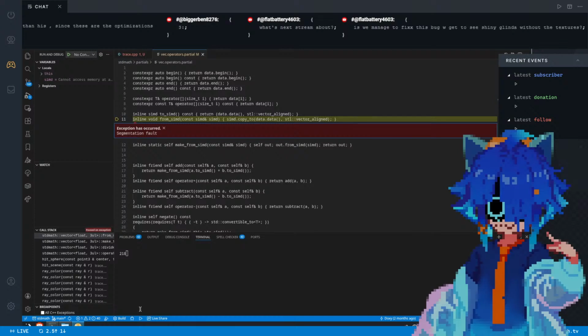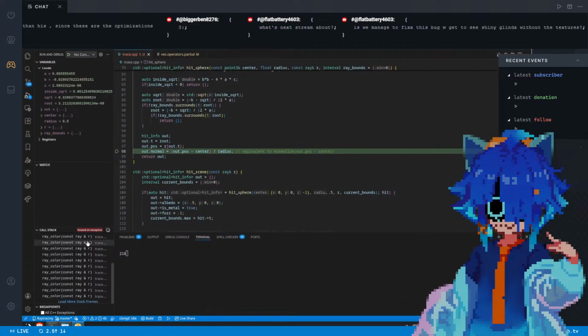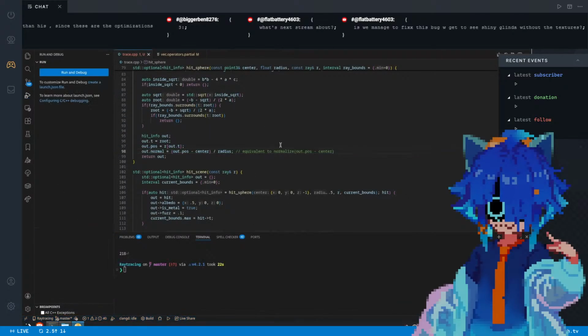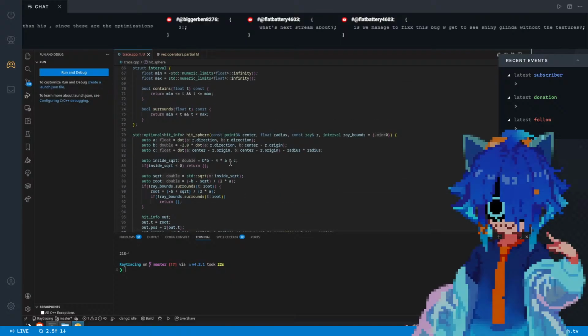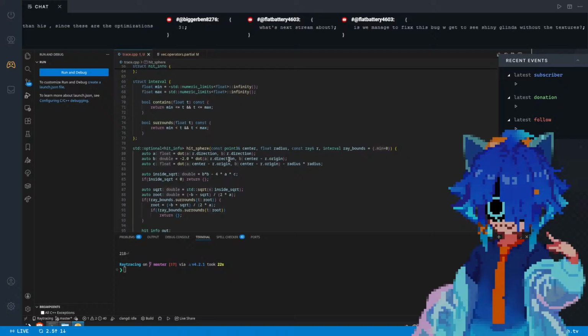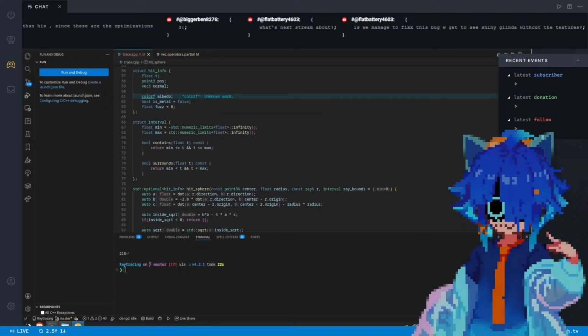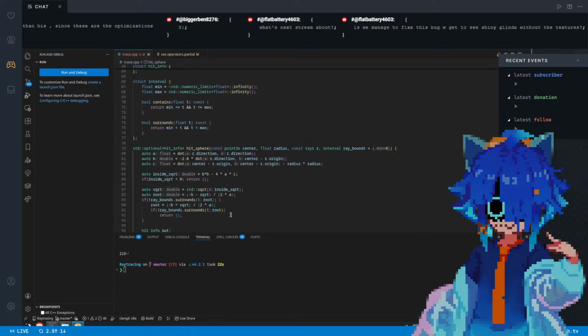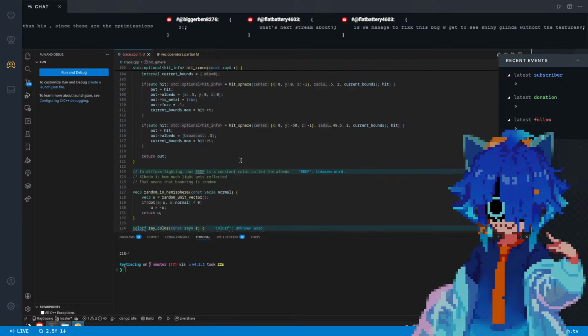If we manage to fix this bug, we should get to see Shining Glinda without the sampling artifacts. Or with less sampling artifacts. Less noticeable sampling artifacts. We still can't access the SIMD. Oh, I'm dumb. Am I dumb? I'm dumb. The problem is that we are running out of stack space.